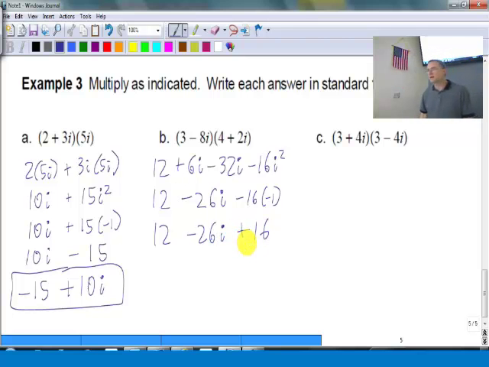And then finish it up by doing what? Combine like terms. 12 and 16. 12 plus 16 equals 28. So 28 minus 26i.